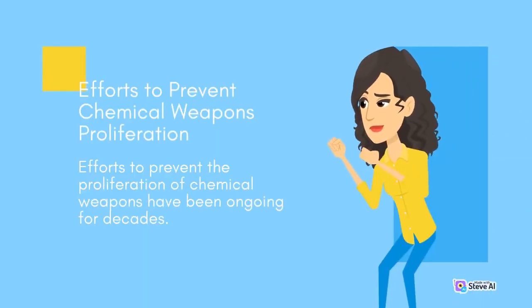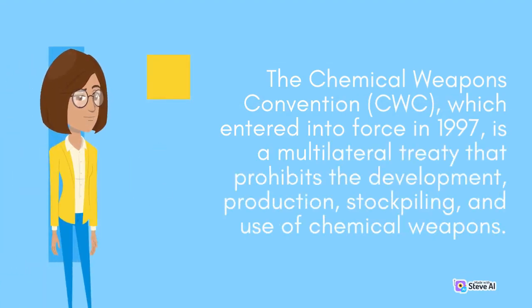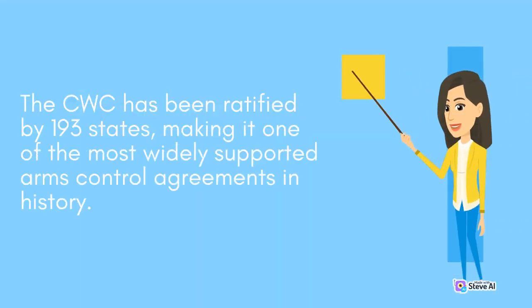Efforts to prevent chemical weapons proliferation. Efforts to prevent the proliferation of chemical weapons have been ongoing for decades. The Chemical Weapons Convention, CWC, which entered into force in 1997, is a multilateral treaty that prohibits the development, production, stockpiling, and use of chemical weapons. The CWC has been ratified by 193 states, making it one of the most widely supported arms control agreements in history.